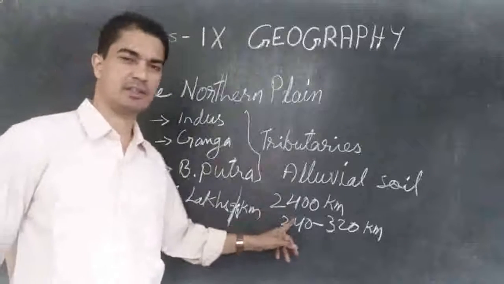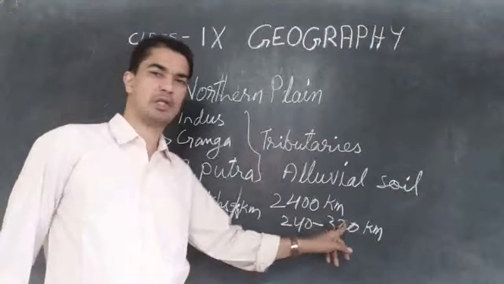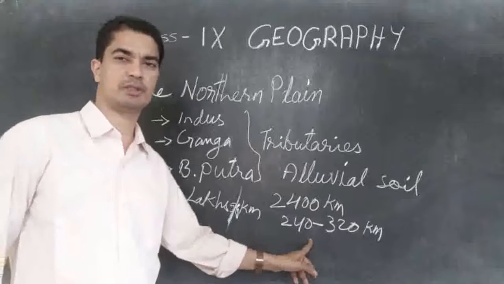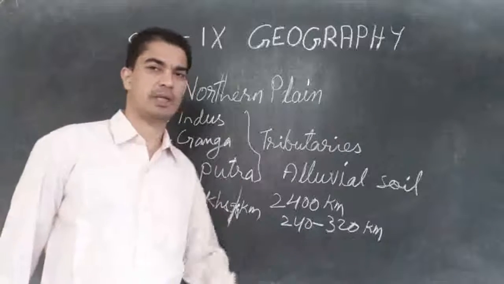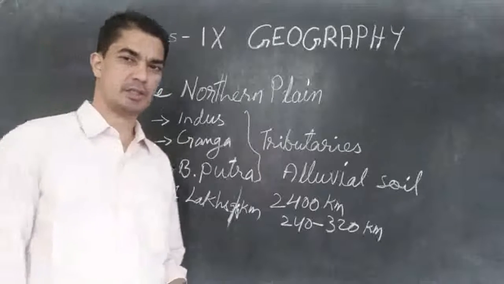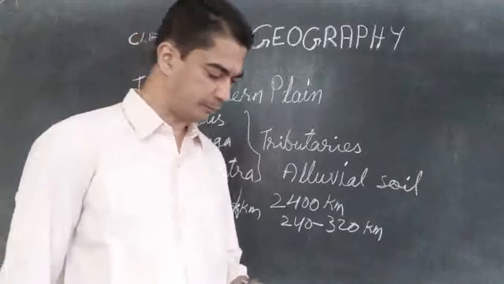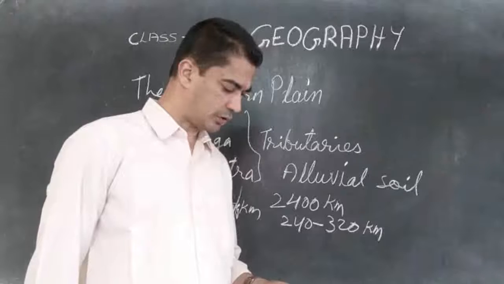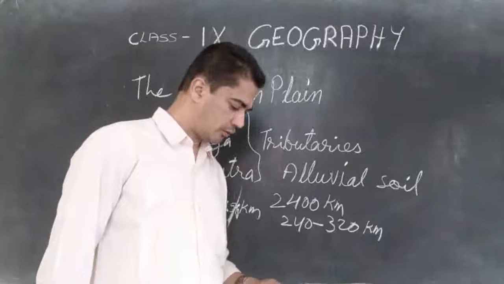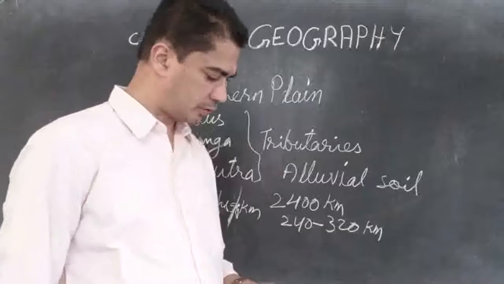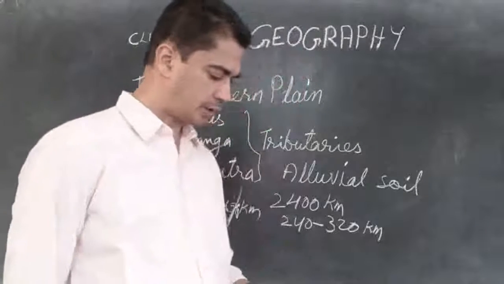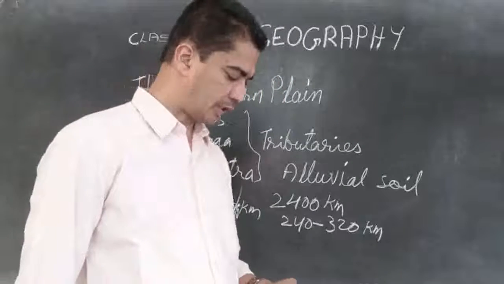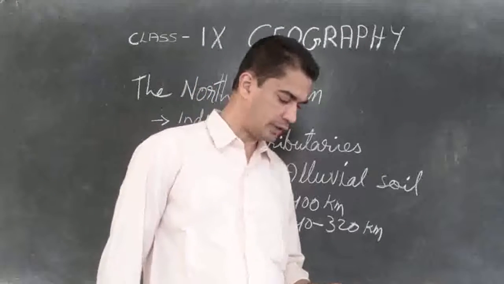But if you look at the length, it is reaching 2,400 kilometers. And the width is not the same everywhere. In some places it is 240 kilometers, and in some places it is 320 kilometers. So the entire area is a huge, vast area. Then it is a densely populated physiographic division with a rich soil cover combined with adequate water supply and favorable climate. It is an agriculturally very productive part of India.